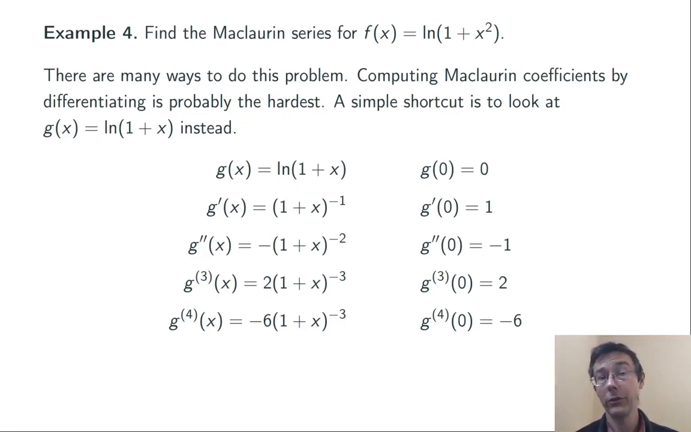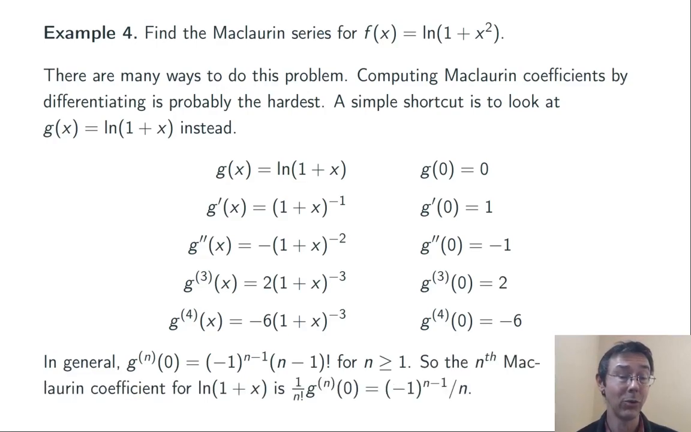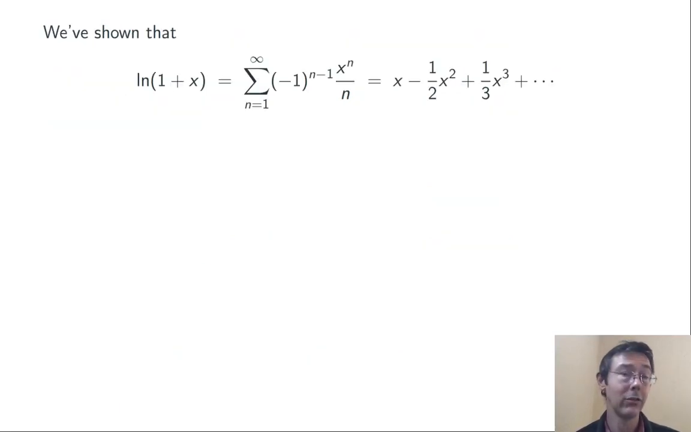So the signs are alternating, and each time they are growing by a factor of, it looks like n or n minus 1, depending on how you're counting them. So when I actually go ahead and compute my Maclaurin coefficients, I'm going to be dividing by n factorial, so I'm going to get some cancellations there. Overall, the nth Maclaurin coefficient is going to be negative 1 to the n minus 1 over n. So here's my series for the natural log of 1 plus x. x minus 1 half x squared plus 1/3 x cubed, and so on.